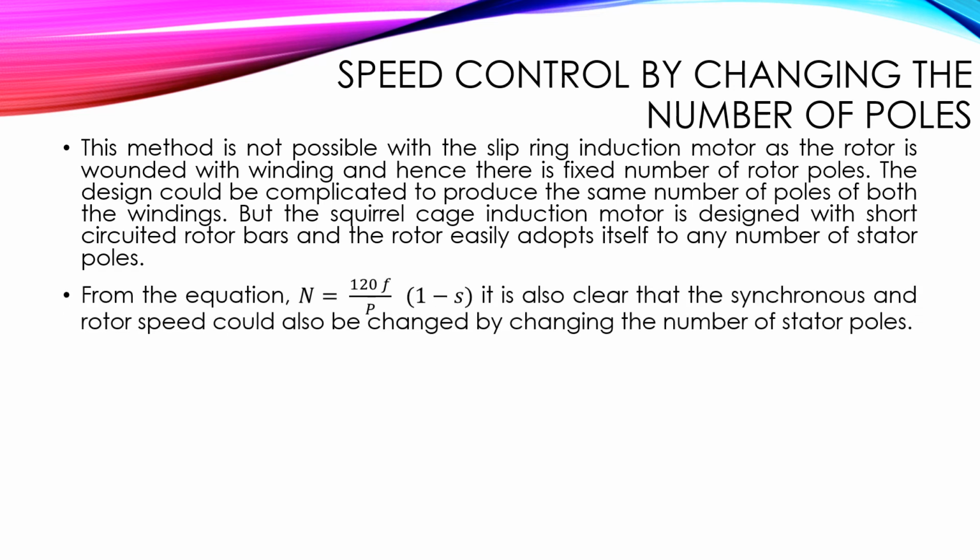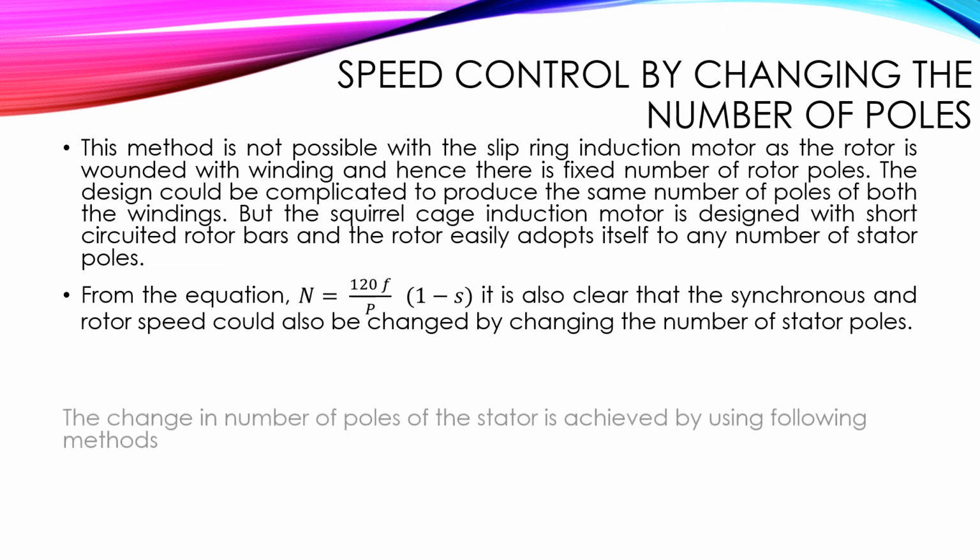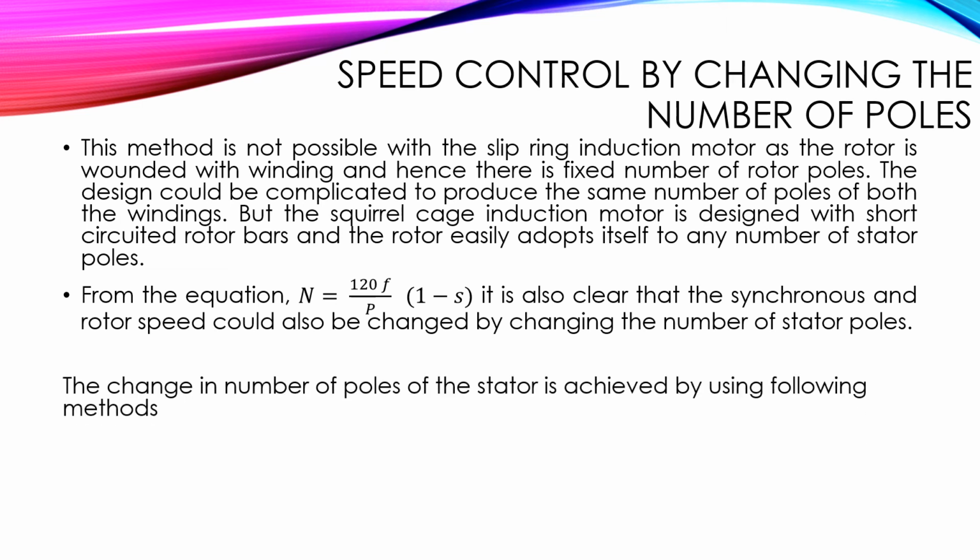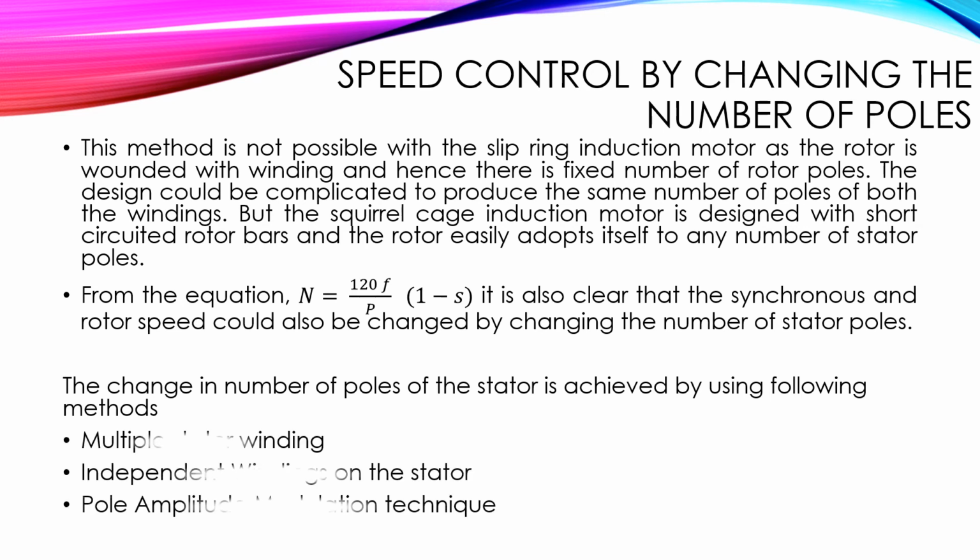So from the equation N equals 120 F by P times (1 minus S), it is also clear that the synchronous and rotor speed could be changed by changing the number of stator poles. The change in number of poles of the stator is achieved by using the following methods: multiple stator winding, independent windings on the rotor, and pole amplitude modulation technique.